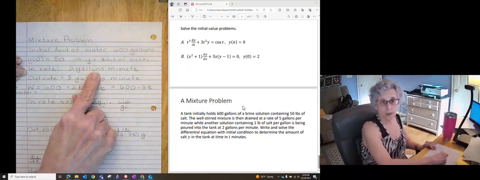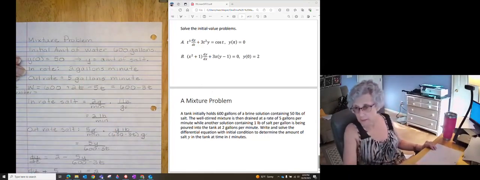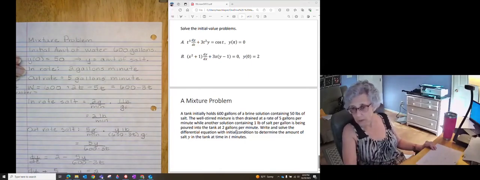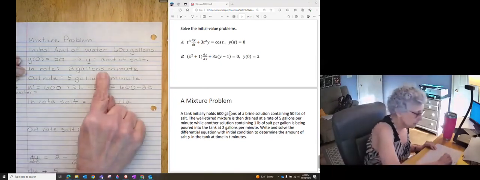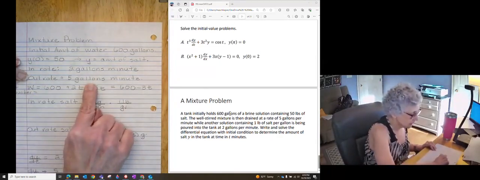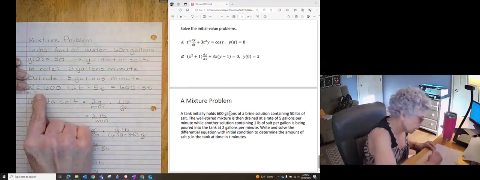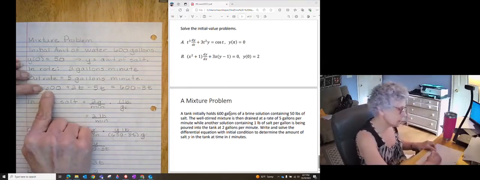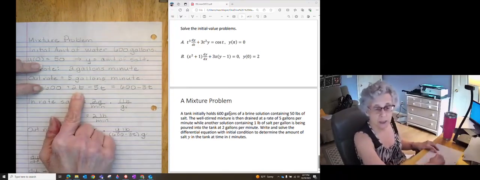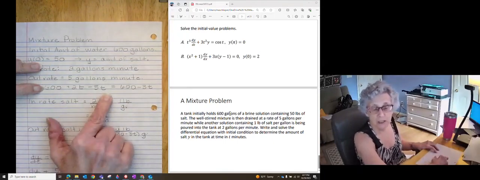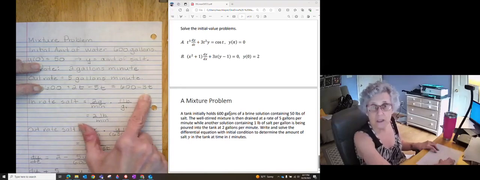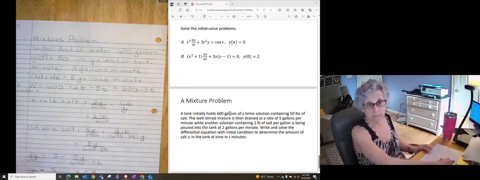Now I'm going to start with just the in and out rates of the water. The in rate of the water is 2 gallons per minute. Salt water is being poured into the tank at a rate of 2 gallons per minute. It's drained at a rate of 5 gallons per minute. So it's coming in at 2 gallons, it's going out at 5 gallons. So it's losing water. The amount of water is going to be 600 gallons plus 2 per minute minus 5 per minute, so 600 minus 3t.